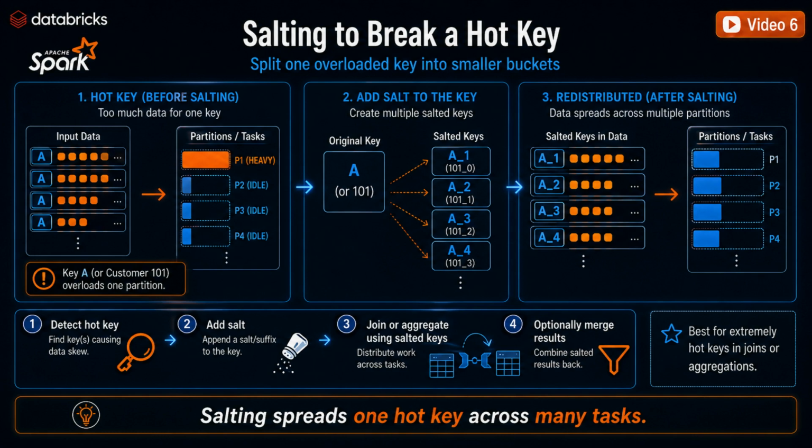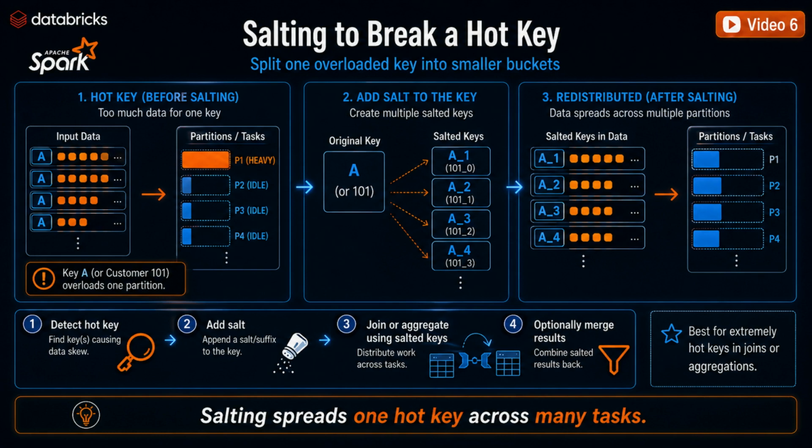With salting, we add a small random value or suffix to the key. Instead of one key called A, Spark now sees A1, A2, A3, and A4. This spreads the workload across multiple partitions and multiple tasks. For aggregations, you may aggregate first by salted key, then combine the results back to the original key.